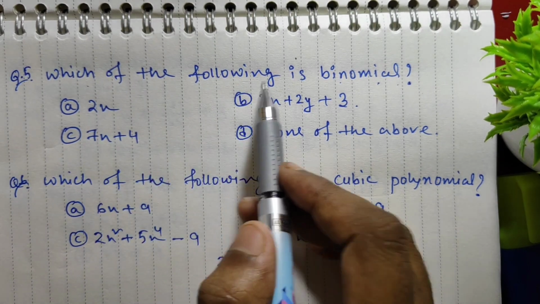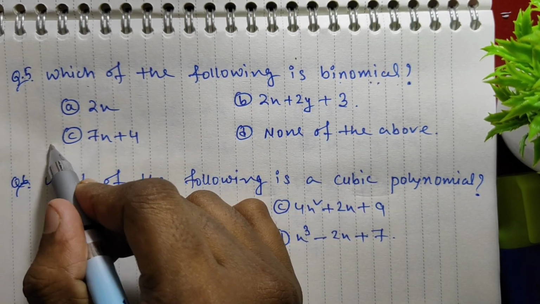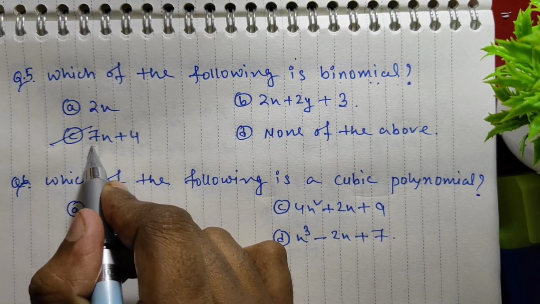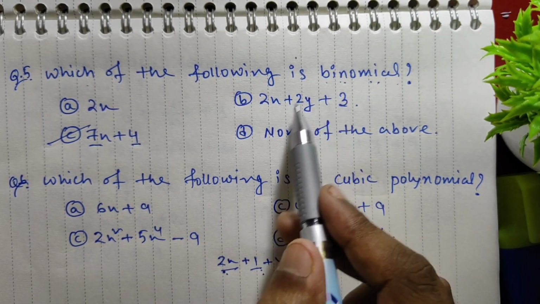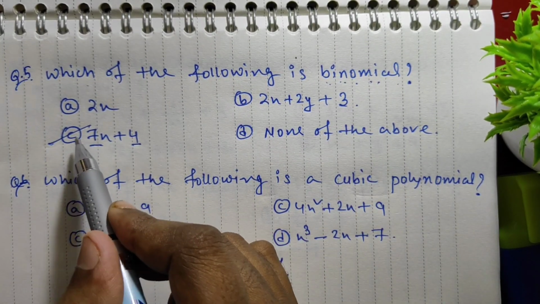So which of the following is binomial? And the answer is number C, because here we have two terms. If we have two terms, then it will be called binomial. So answer is C.